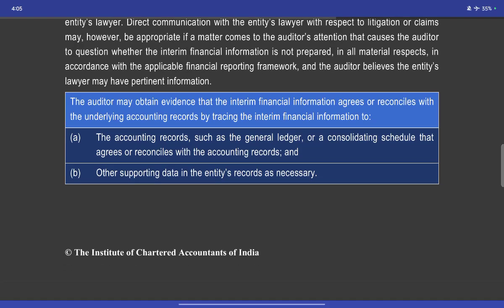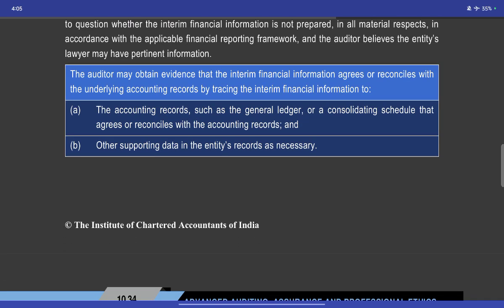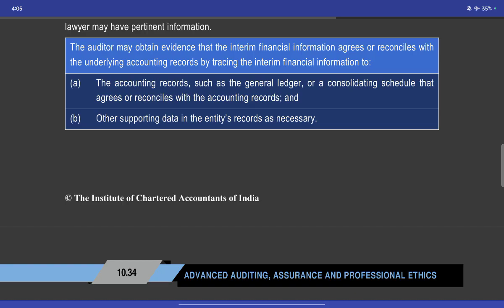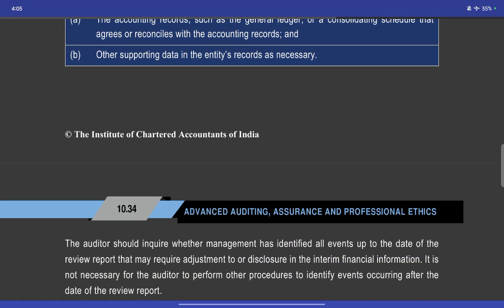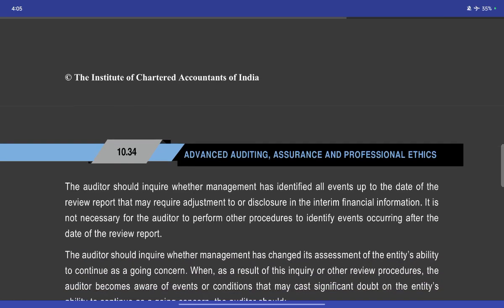An auditor may obtain evidence that the interim financial information agrees or reconciles with the underlying accounting records by tracing the interim financial information to accounting records such as the general ledger, or a consolidation schedule that agrees with the accounting records, and other supporting data in the entity's records as necessary.